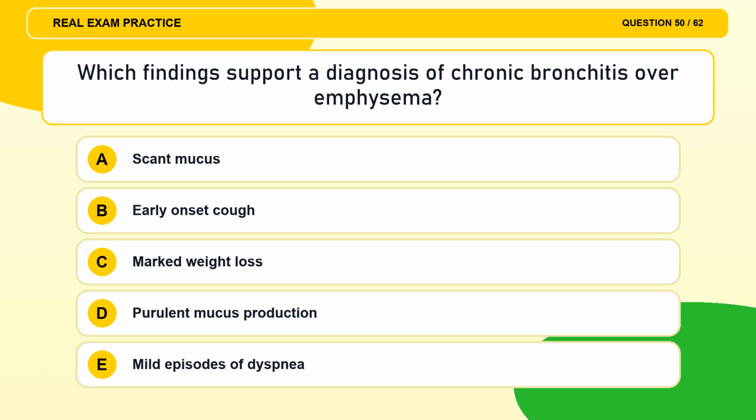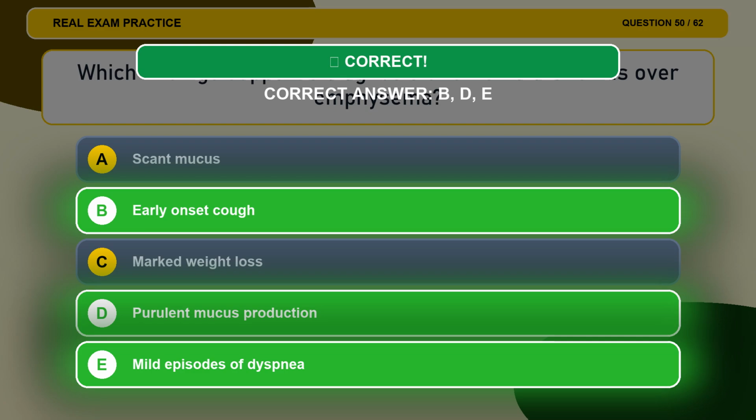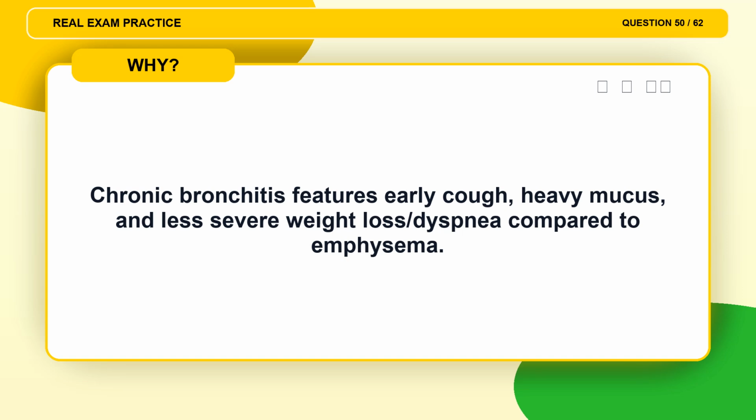Question 50. Which findings support a diagnosis of chronic bronchitis over emphysema? Option A, scant mucus. Option B, early onset cough. Option C, marked weight loss. Option D, purulent mucus production. Option E, mild episodes of dyspnea. The correct answers are options B and D and E, early onset cough, purulent mucus production, mild episodes of dyspnea. Chronic bronchitis features early cough, heavy mucus, and less severe weight loss and dyspnea compared to emphysema.